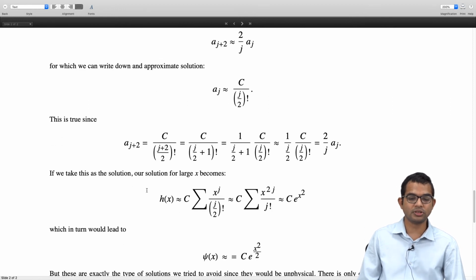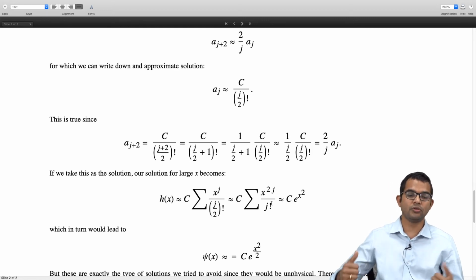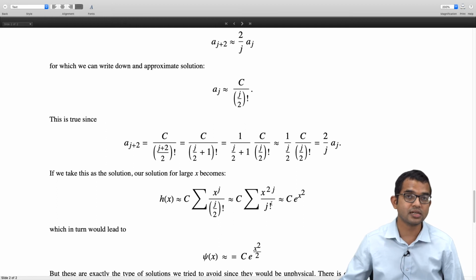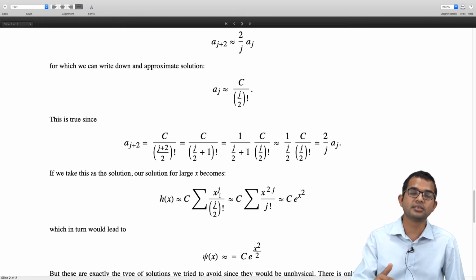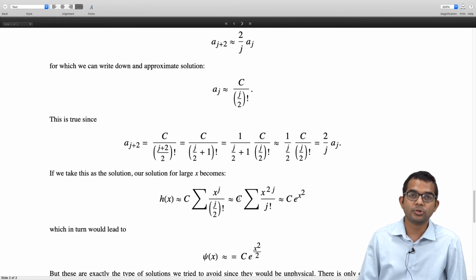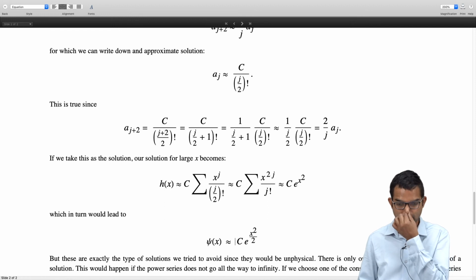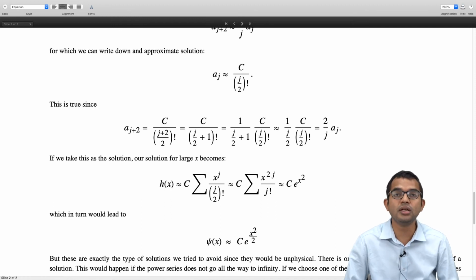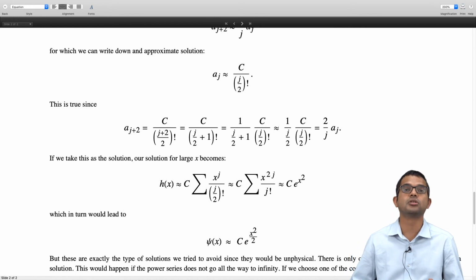Why? Because if h of x goes as e to the x squared, then we do this sort of peeling off operation we had done, because ultimately we are interested in psi of x. So psi of x will be h of x times e to the minus x squared by 2. So if you put these two together, you will get psi of x will go as approximately c times e to the x squared by 2, right? Which is actually the solution we found undesirable. We did not want this type of a solution because it's going to be not normalizable, right?